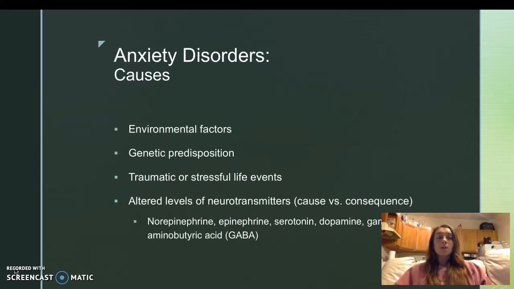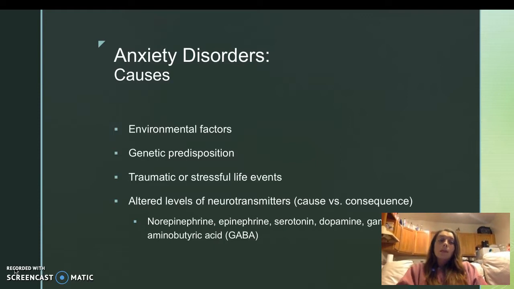Anxiety disorders can be caused by environmental factors, genetic predisposition, traumatic or stressful life events, or altered levels of neurotransmitters. However, it's unclear whether these altered levels of neurotransmitters cause the disorders or if they are a consequence of an already existing anxiety disorder. Said neurotransmitters include norepinephrine, epinephrine, serotonin, dopamine, and gamma-aminobutyric acid, which for the rest of the video I'll just refer to as GABA.